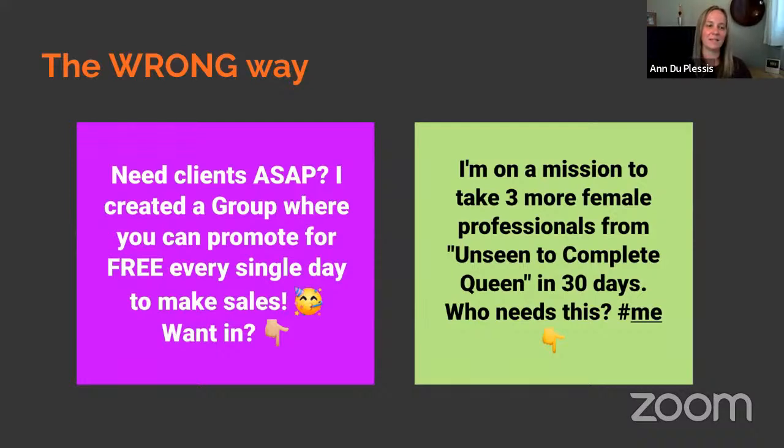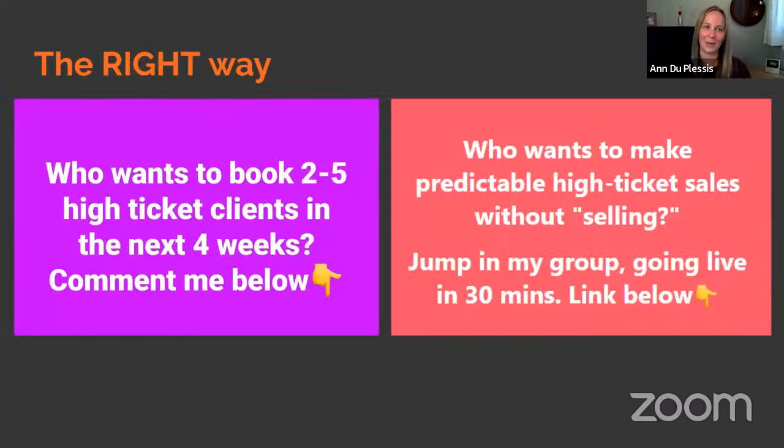Now here is an example of the right way, okay? These were posted, I used these a long time ago on my own Facebook profile. I add coaches and consultants to my network, okay? So the first one: who wants to book 2 to 5 high-ticket clients in the next 4 weeks? Comment me below. Okay, these are posts getting people to reach out. They're telling me that they're interested in booking 2 to 5 high-ticket clients. So they're coaches who have or want a high-ticket offer, and they want more clients and they want them quickly.